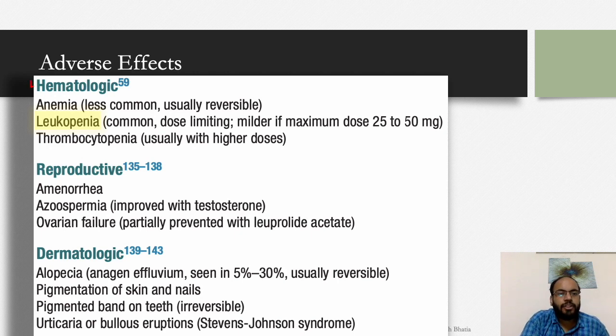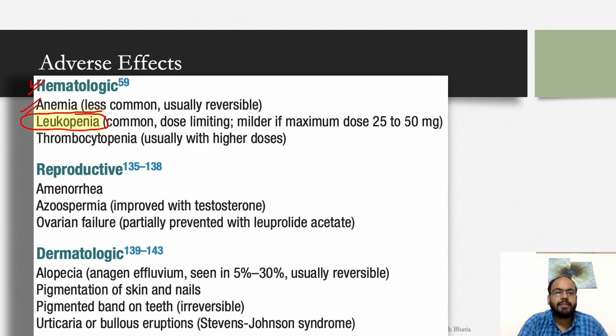Now, hematological side effects include anemia. Leukopenia is a common blood-based side effect of cyclophosphamide. Remember that with all these drugs, mainly proliferating cells are getting damaged. Leukocytes and lymphocytes are much more proliferating cells, so they are much more prone to DNA damage by cyclophosphamide.